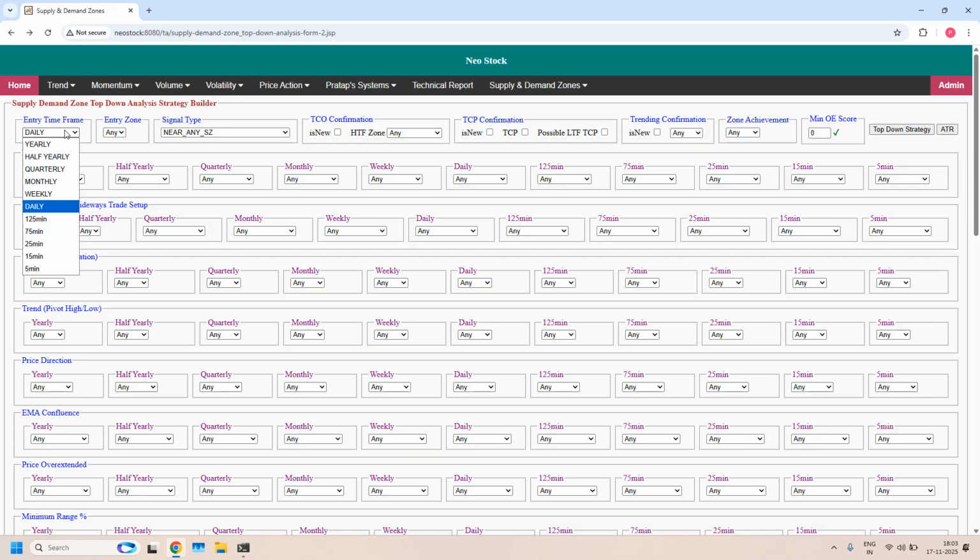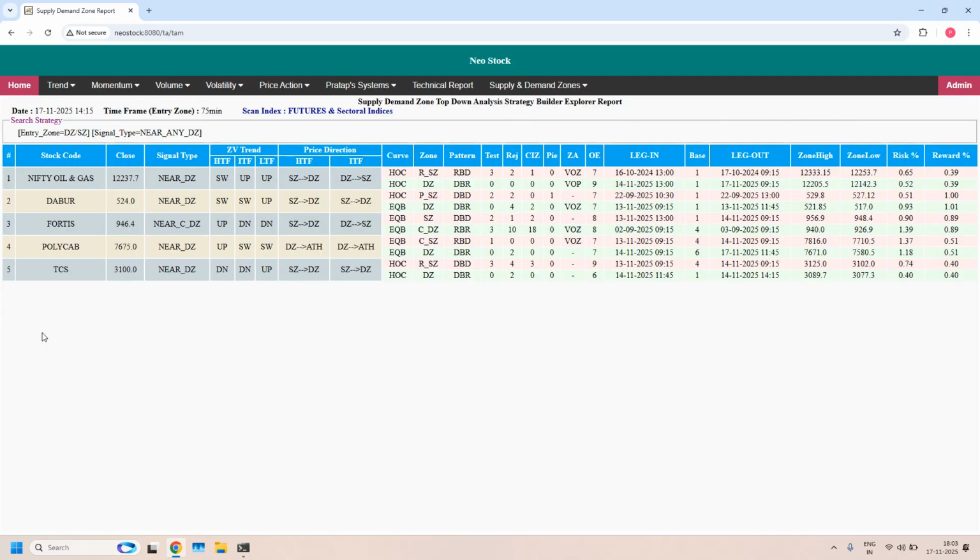Next, 75 minutes time frame, stocks near to the 75 minutes demand zone. We got 5 stocks. Let's identify 75 minutes high liquidity zones from this list. Fortis is having a 75 minutes high liquidity demand zone. That's it. We got only one 75 minutes high liquidity demand zone from this list.